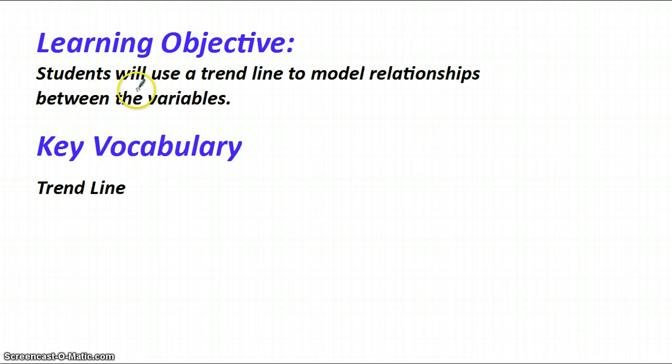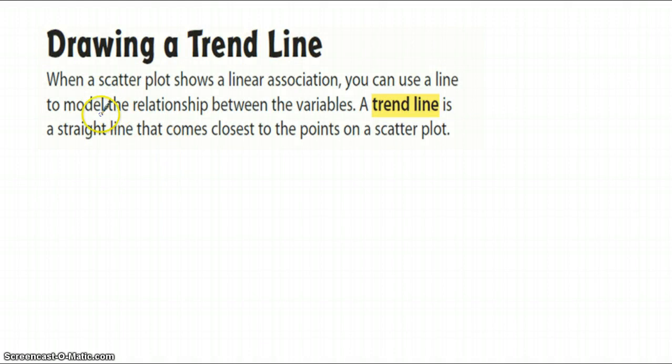Your learning objective is to use a trend line to model relationships between two variables. And of course, your key vocabulary will be trend line. According to the author, when a scatter plot shows a linear association or a linear correlation, remember you can use those two words interchangeably. It depends on what your scatter plot looks like. So just remember that association and correlation mean the same thing. You can use a line to model the relationship between the variables.